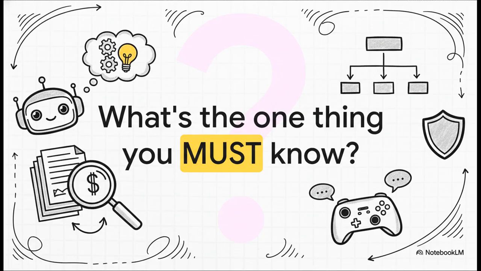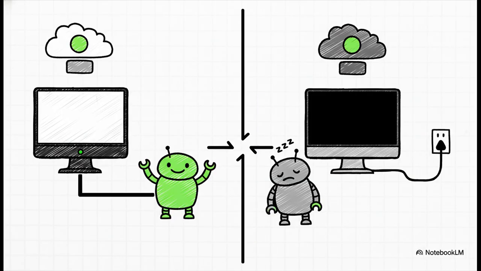So what is this one thing you absolutely must know? Seriously, listen up, because this is probably the most important part of this whole explainer. It's something that completely changes the game and how you'd use this bot. Here it is. Your PC must stay on. All the time. See, your bot isn't running on some server in the cloud. It's running directly from the app on your computer.